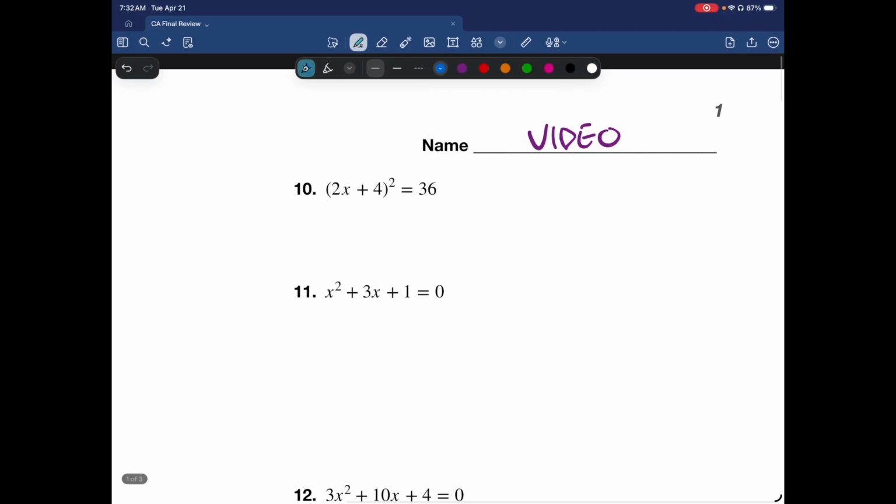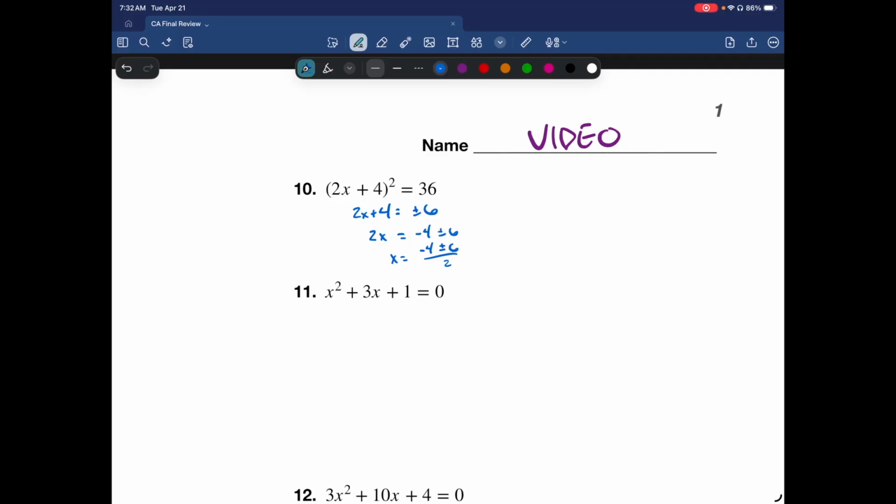All right, so once again, we're going to do the square root method. So I'm going to take the square root of both sides. I got 2x plus 4 equals plus or minus 6, because the square root of 36 is 6. And then move the 4 and divide by 2. So you got 2x equals negative 4 plus or minus 6. And then x equals negative 4 plus or minus 6 over 2.